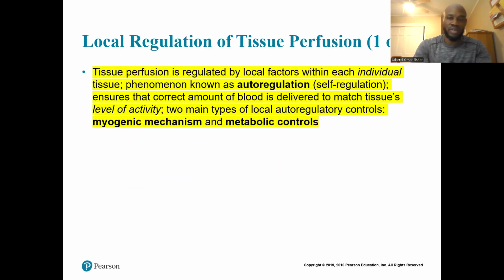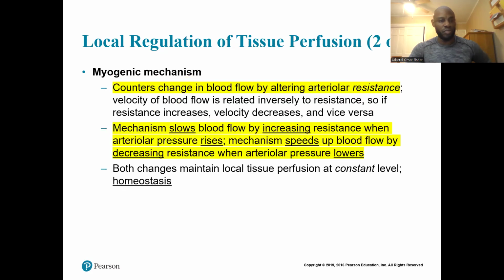Tissue perfusion is regulated by local factors known as autoregulation. Okay, so this is, like I was saying, depending on what that tissue needs, we can regulate the blood flow to that tissue. So matching that tissue's level of activity. We have myogenic mechanism, counters change in blood flow by altering arterial resistance.